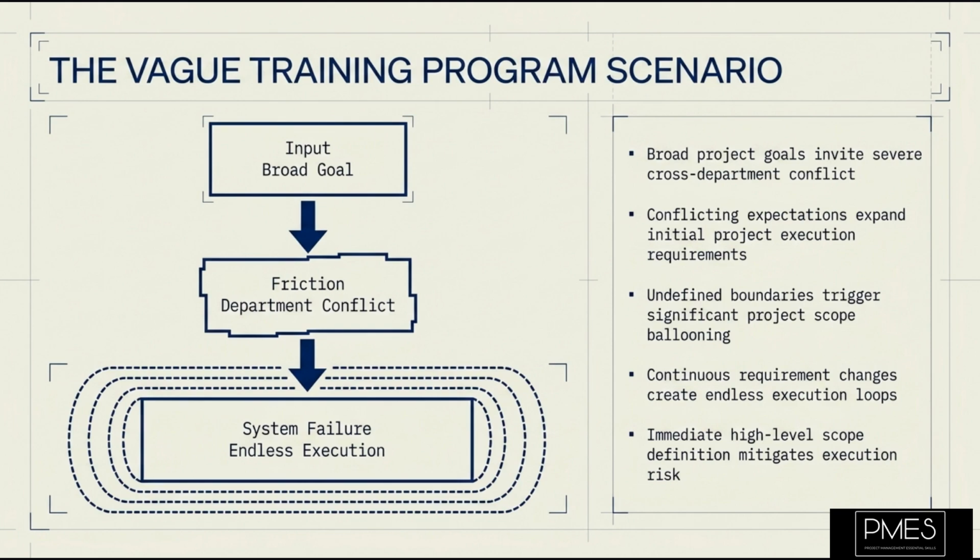Here is the complication. If Alex does not define the high-level project scope early, the training program could balloon into an endless, unfocused effort. The project would never truly finish because new requirements would constantly emerge. What would you do in Alex's situation to prevent this from happening?